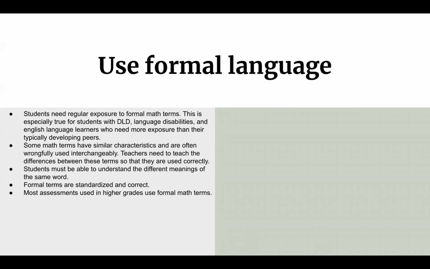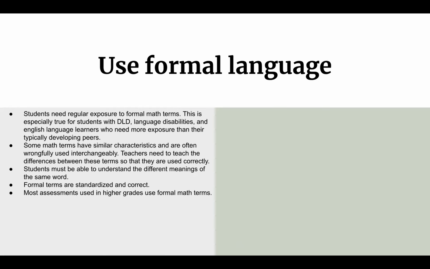Now, imagine that you have a student with DLD. His teacher uses the terms reflections, rotations, and translations consistently in class to describe transformations. These are all formal math terms. But then, when the educational assistant works with him, she uses the terms flips, slides, and turns. These are all informal terms, but mean the same thing.